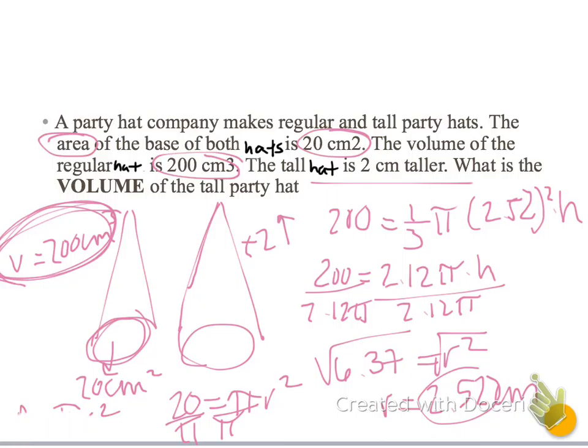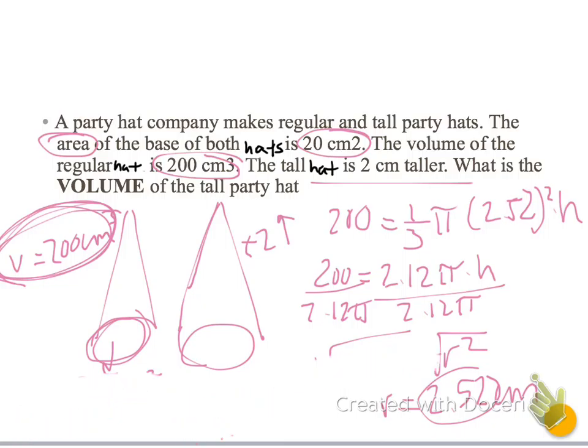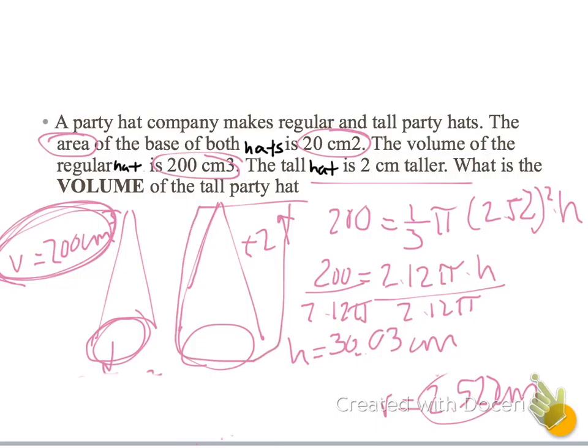So I'm going to erase all this other stuff here. So 200 divided by 2.12 pi, make sure you put the 2.12 pi in parentheses, so my height is going to be 30.03 centimeters. So now I can find the volume for my tall party hat. Well, this is 2 centimeters taller, so I need to add 2 centimeters to that party hat to find the volume. So my volume equation, V equals 1/3 times pi times the same radius, times my new height, 32.03.